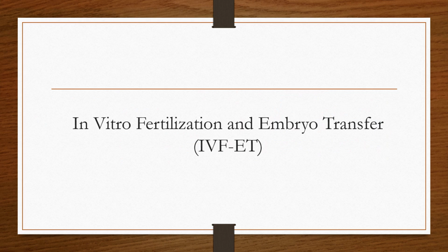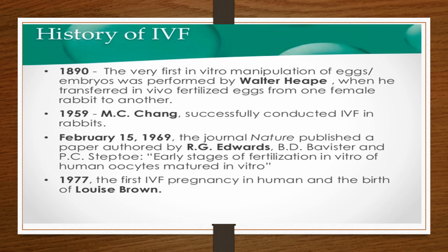Now in vitro fertilization and embryo transfer. First, a bit of history of in vitro fertilization. On February 15, 1969, the journal Nature published a paper authored by R.G. Edwards. This paper told about the early stages of fertilization in vitro of human oocytes matured in vitro. In 1977, they successfully performed one in vitro fertilization pregnancy in human, and the first test tube baby was Louise Brown.